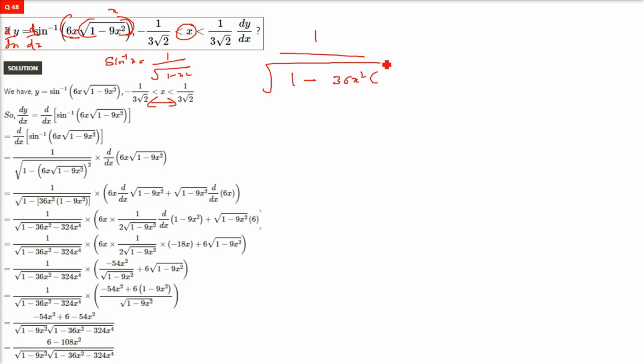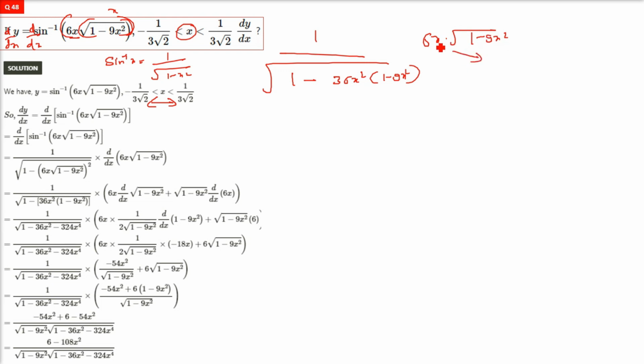Root, this will be a goner. So 1 minus 9x square it will be. This is the first part. And since we have to follow the chain rule also, we have to differentiate 6x into under root 1 minus 9x square also. This is the second part.